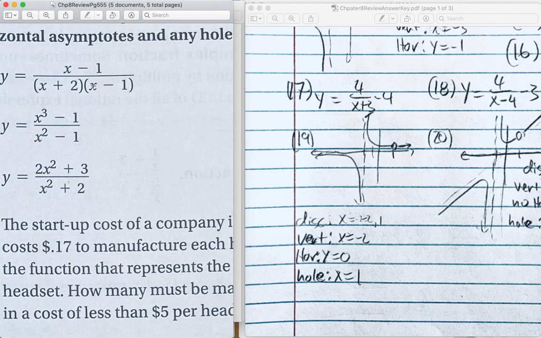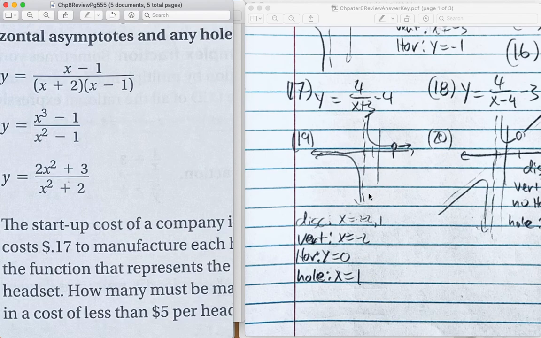If I was to use FOIL and multiply this out, this would have an exponent of x to the second power. This is a degree of x to the first. So that means that since x is to the second power, it's a higher order degree in the denominator. That means that we have a horizontal asymptote at 0. After we simplify this and cross out the x minus 1, we're left with 1 over x plus 2, or 1 over x minus negative 2. And that gives us a vertical asymptote at negative 2. So vertical asymptote at negative 2, horizontal asymptote at 0. We have a hole at 1.